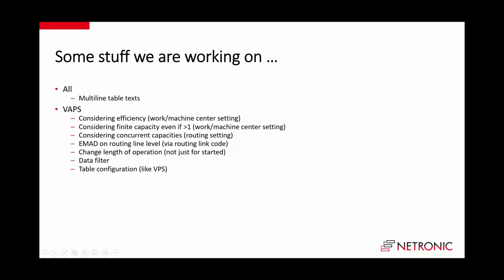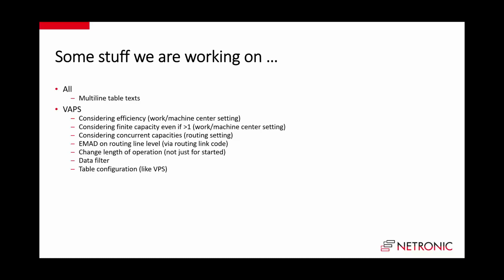This is something that you set on the Work and Machine Center card. We will consider the finite capacity, even if it's a larger one. So if you have 5 welders in a work center and you don't want to add 5 machine centers, then you put in 5 there. And then we make sure that there are no more than 5 productioners running at the same point of time in this work center.